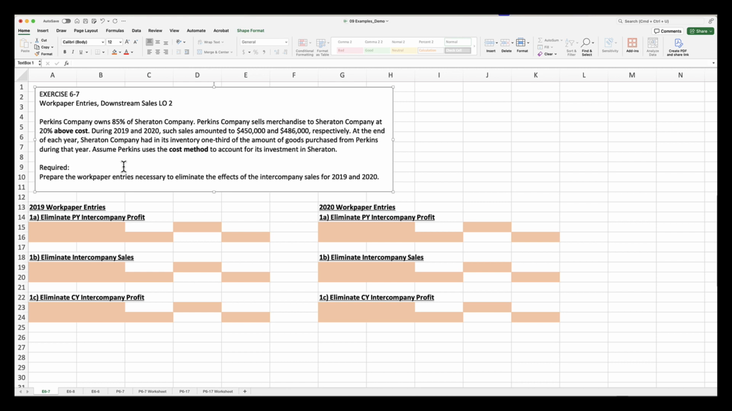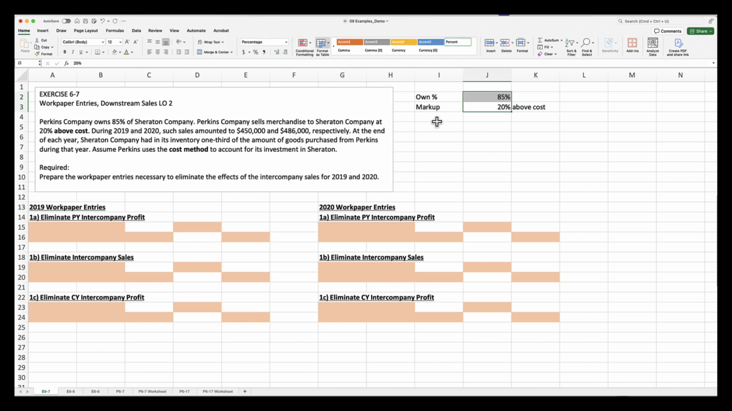So one of the things I find difficult about these problems is just keeping track of all the numbers. So we're going to pull them out over here to make sure we have them. So we're going to have the ownership percentage of 85% and our markup of 20%. And remember, that's above cost. Both of those are percentages.